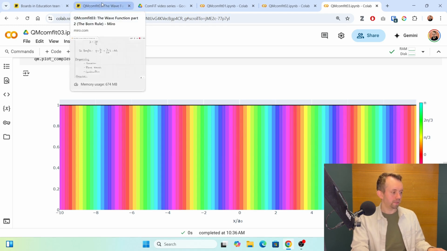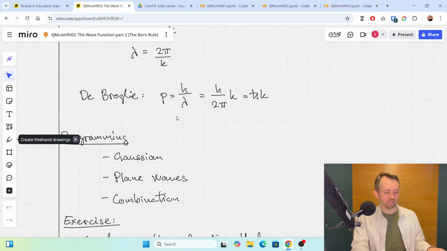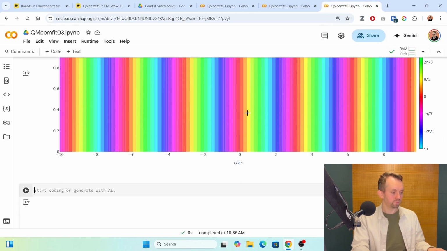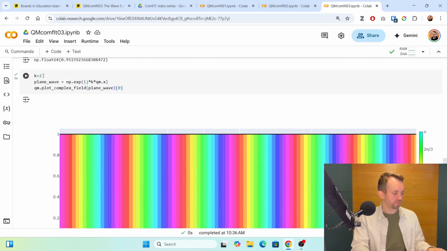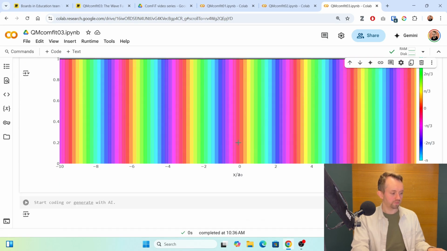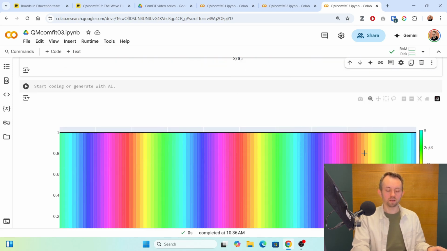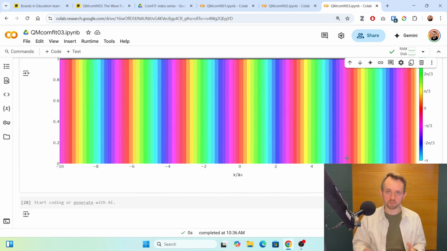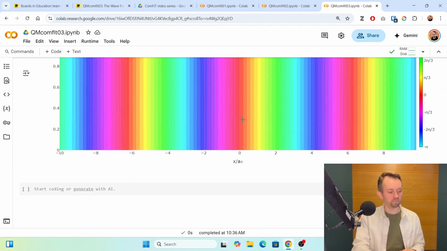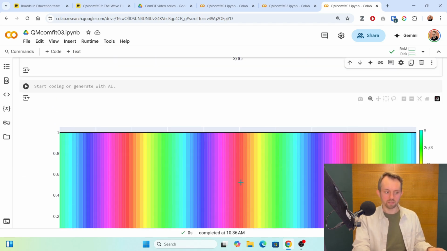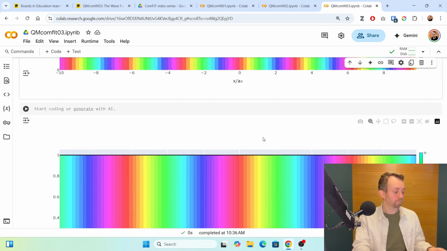And if we go back to the de Broglie relation, we see that the momentum of this plane wave is given by h bar times k, which means that this wave function here, which has a k twice as large as this one, according to de Broglie actually carries twice the momentum of this one. And if the mass is the same, it means that the velocity of this wave packet is twice as big as the velocity of this wave function here.